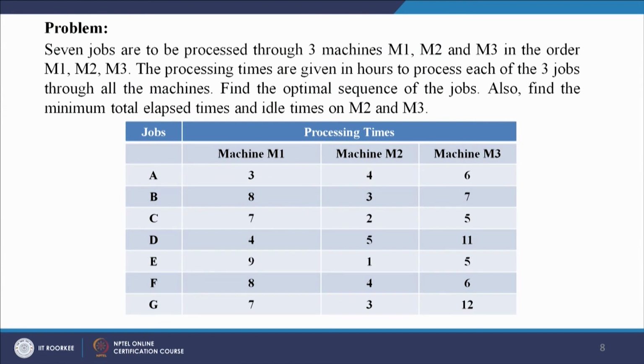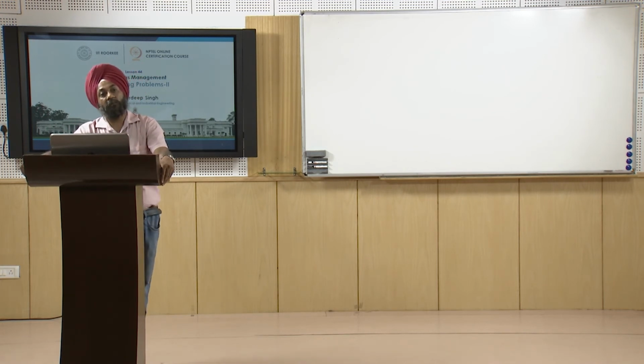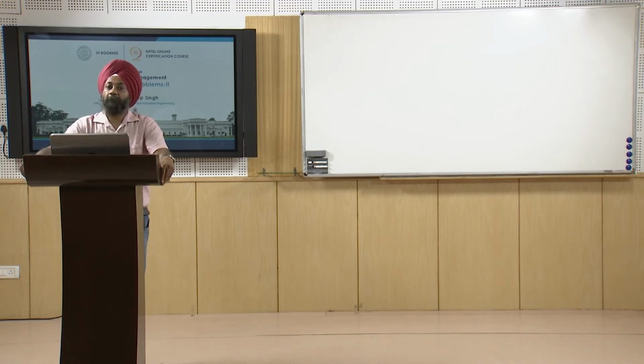I think it is a typing error. Now find the optimal sequence of the jobs, also find the minimum total elapsed time and the idle times on M2 and M3. So the 7 jobs we have to sequence on these 3 machines, and we have to find out the minimum time required to complete this project, and we have to see how much time the machines are idle.